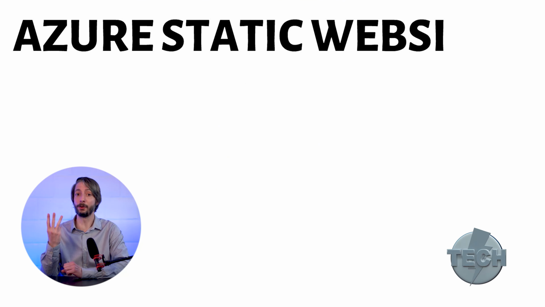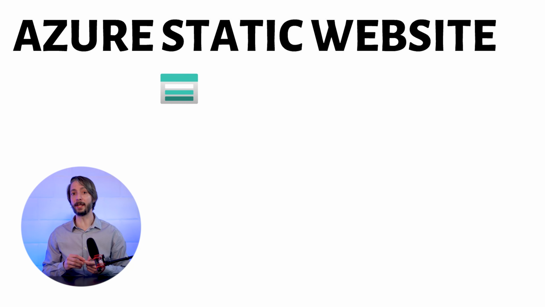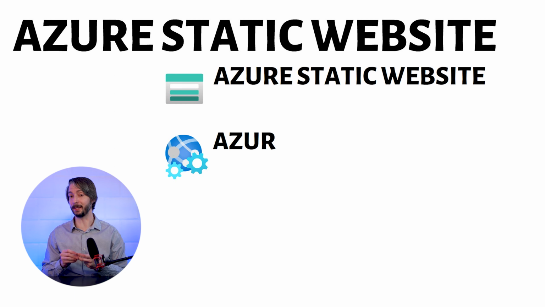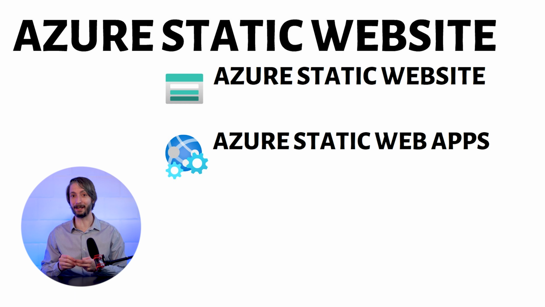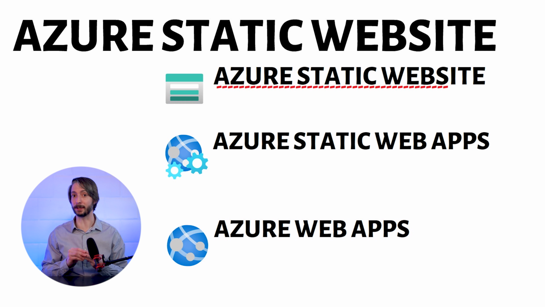There are three services within Azure which are often mixed up. On one hand, we have Azure Static Websites, and then we have Azure Static Web Apps, and we also have Azure Web Apps. Do you notice the subtle differences in the naming? In this video, I will focus on the details of the Azure Static Website, but it's still important to get a high-level comparison of the different services in Azure.